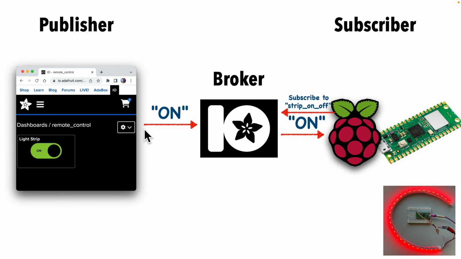So again, we create a dashboard that acts like a publisher and that will send on-off messages. There's going to be a middleman broker, that's going to be Adafruit IO, which will receive all incoming messages and will look to see who subscribed to each message. In our case, that's going to be the code running on our Pico W, and the broker will forward that message. The Python code that we write will recognize this message. In our case, it will be the on or off message, and if our code receives on, it will turn our light strip on. If it receives off, it will turn the lights off.